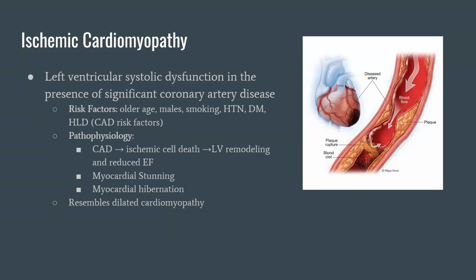So if someone has a cardiomyopathy and you do a cath and they have like 30 to 40% blockages, it's not enough to cause muscle damage. So that wouldn't be the primary cause. So significant coronary artery disease. The risk factors are going to be exactly the same as the risk factors for coronary artery disease that we chatted about already. So older age, males, smoking, hypertension, diabetes, hyperlipidemia.